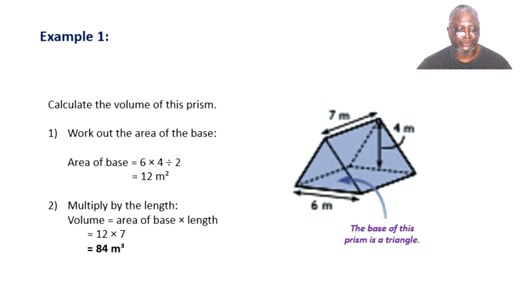Example 1. Calculate the volume of this prism. First, work out the area of the base. The area of base is 6 times 4 divided by 2. Remember, that's a triangle. It is equal to 12 square meters. And secondly, multiply your answer by the length. Volume is equal to area of base times length. So that is equal to 12 times 7, which is equal to 84 cubic meters.